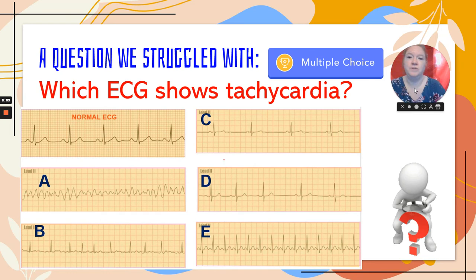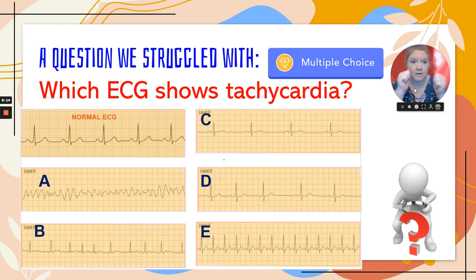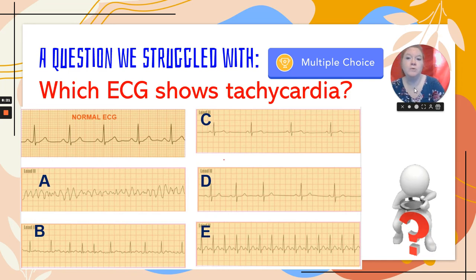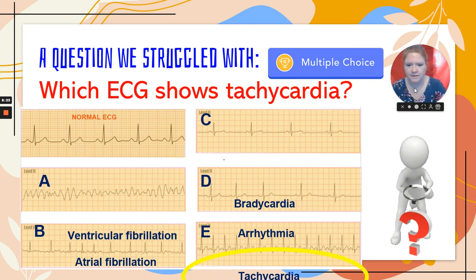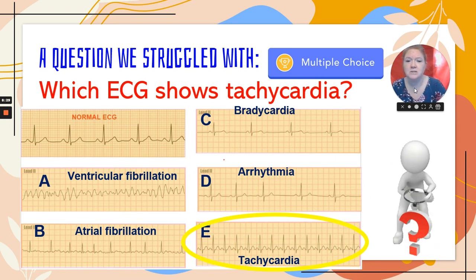So here's a question we struggled with. Which of these EKGs shows tachycardia? Tachycardia, rapid heart rate. So which one is it that shows tachycardia? And as a reference, I give you a normal EKG. So it should be this one. That one shows tachycardia. Do you see C shows bradycardia? That's a slow heart rate.